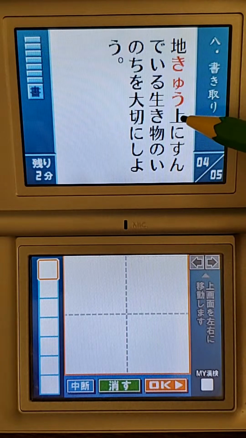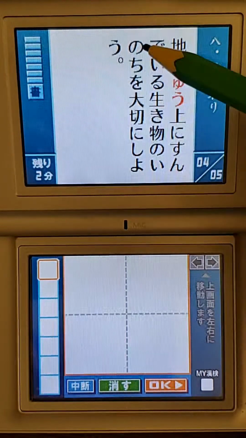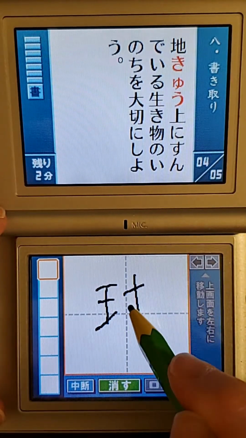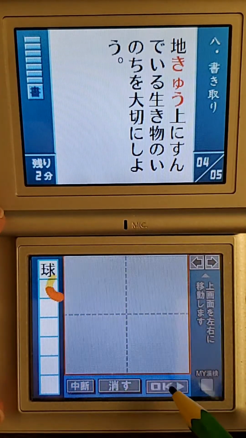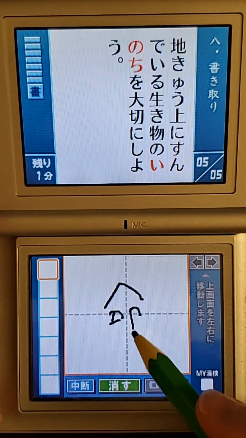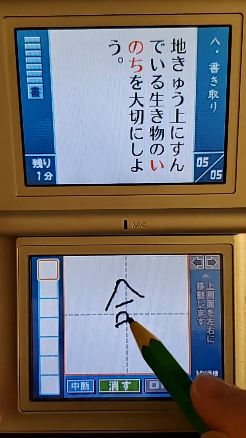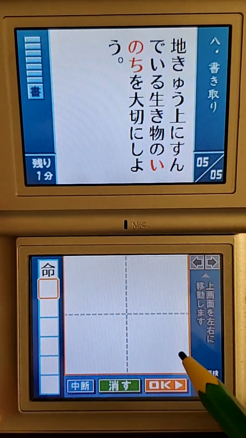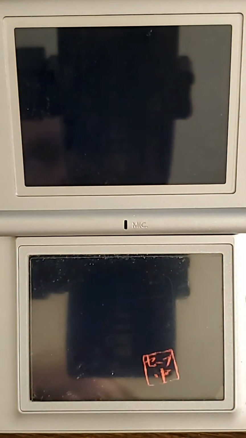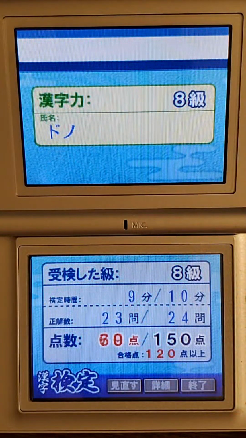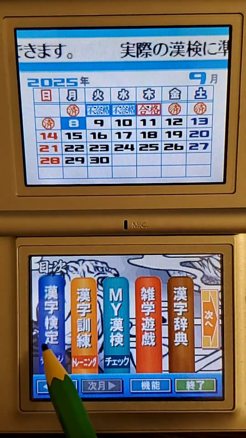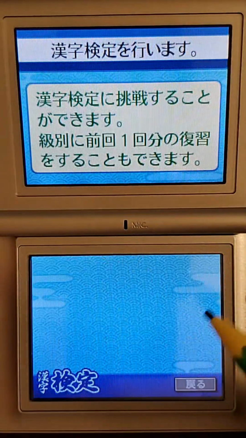Chikyu jo ni sundeiru ikimono no inochi o taisetsu ni shiyou. Chikyu. So again, the kanji for that. There we go. Yakyu, Chikyu. No, inochi. That's good. I think I missed a few. We'll see what it looks like. I missed one. That's good. I passed. Okay, I said I was going to stop, but I'm going to do one more. I'm kind of addicted. Once you get going, it's fun. You get addicted.